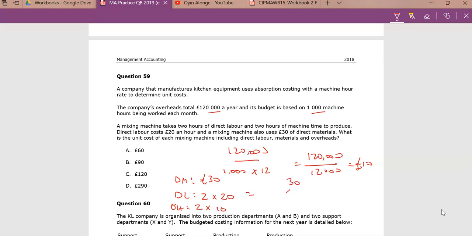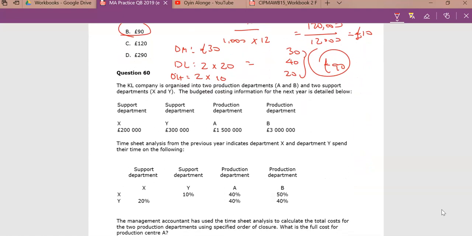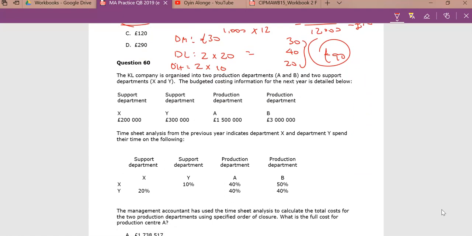So we have 30, we have 40, and we have 20. Add them all together, and you have 90. So your answer here is B. Okay, great. And now let's move on to question 60, which is very similar to what we did at 58. So this will be a good way again to practice this.